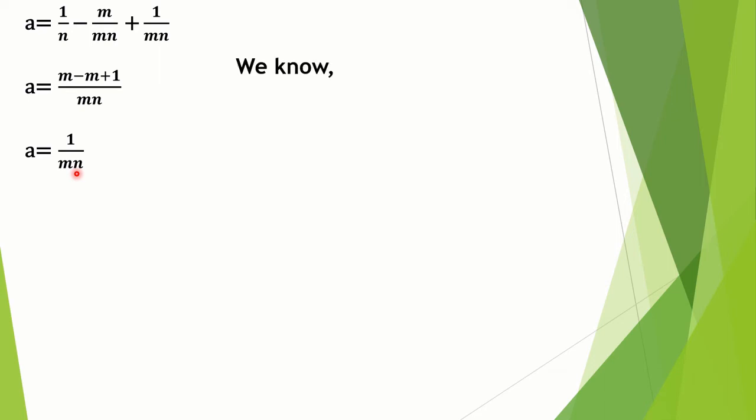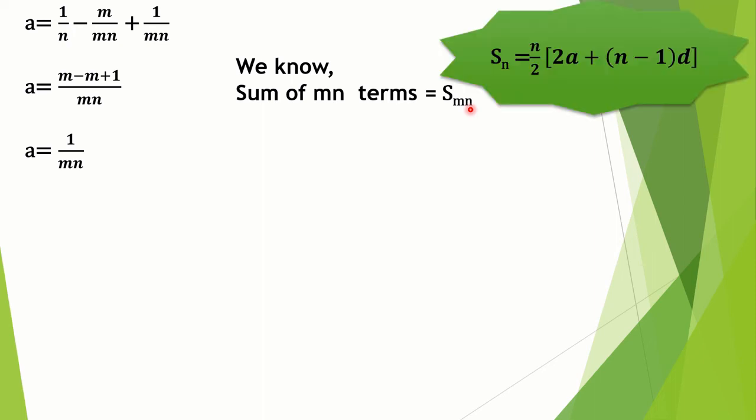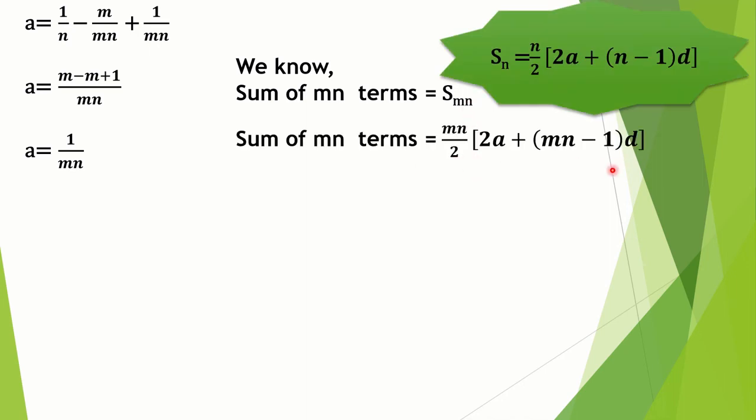Now we need the sum of mn terms. Why the sum of mn terms? Because the question asks to find the sum of the first mn terms. And we know the sum of mn terms is indicated by S base mn. Again, we know S n is given by n by 2 in bracket 2a plus (n minus 1) d. Now let's replace this n and this n by mn. On replacing, we get this line. Look, this n is replaced by mn, and this n is also replaced by mn.